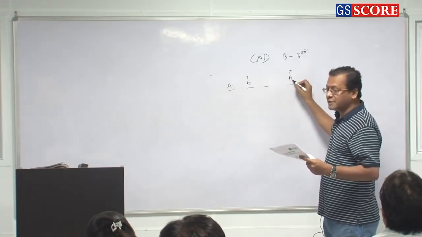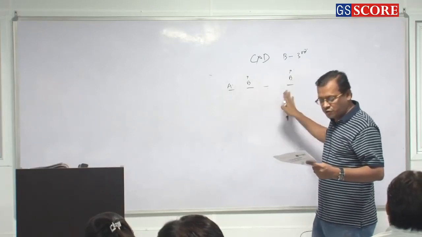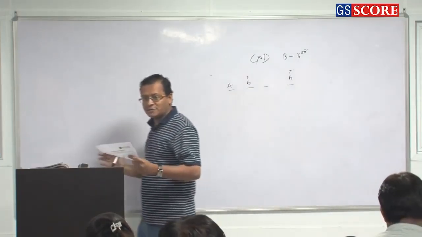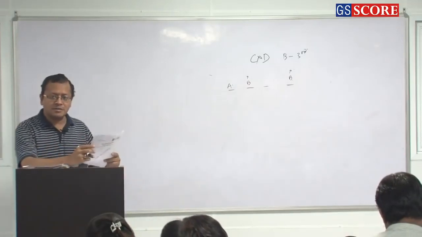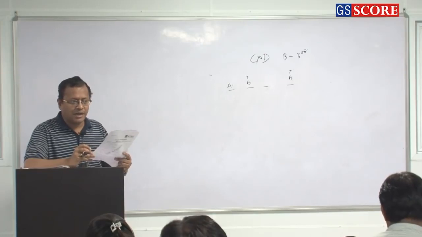If B is at this place, then C and D will be together, which means this condition has to be false. Option number A is your answer. Clear? आगे देखने की जरूरत भी नहीं है, right?